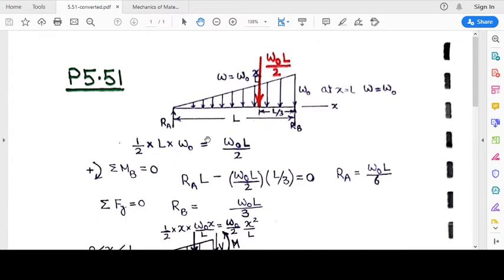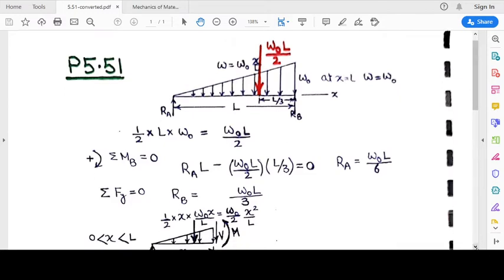So we have this free body diagram, so we can now find the reactions. This is the total load, equivalent load, half into L into W naught. Now we take moment about point B to find the value of RA. RA multiplied by L, we are taking clockwise positive, minus W naught L by 2 into perpendicular distance from point B, which is L by 3. So W naught L by 2 into L by 3. This gives us RA is equal to W naught L by 6. And when we sum the forces in vertical directions, we get RB is equal to W naught L by 3.